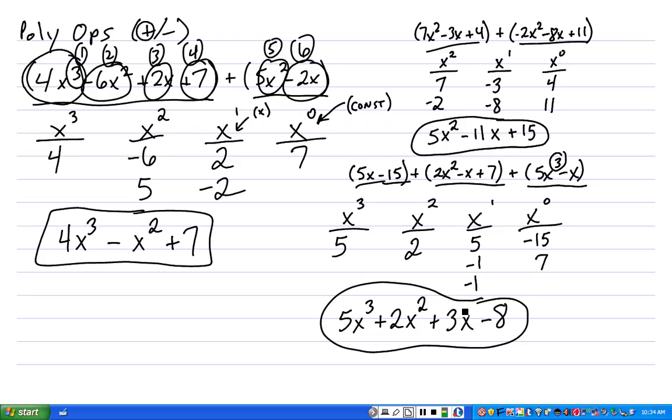Alright, so that sums up addition of polynomials. So now let's look at subtraction. So this time we're going to focus on subtraction. Talking about polynomial operations, but now we're going to focus on subtraction.